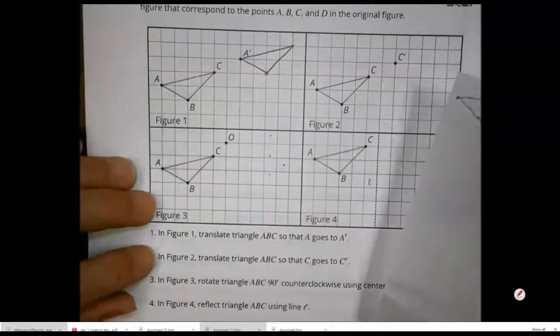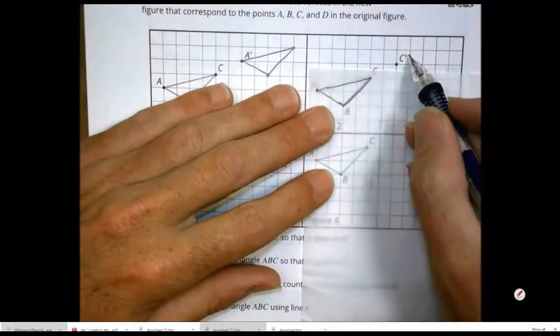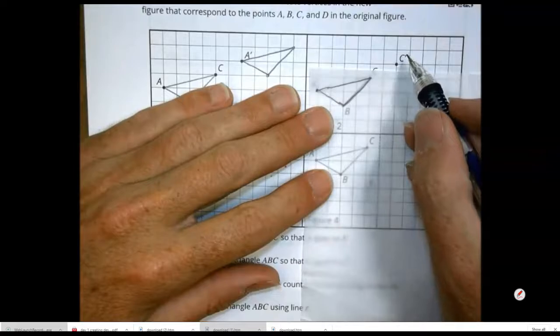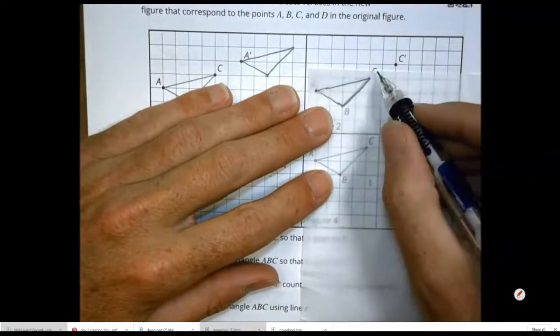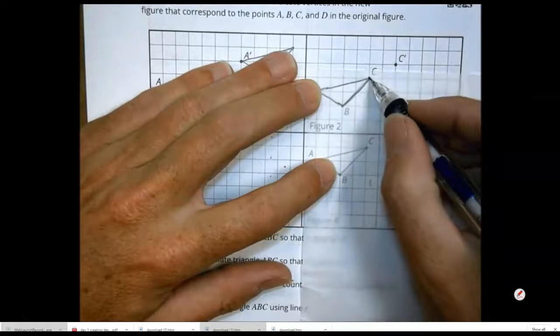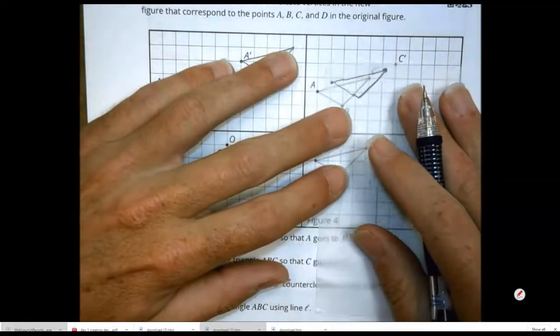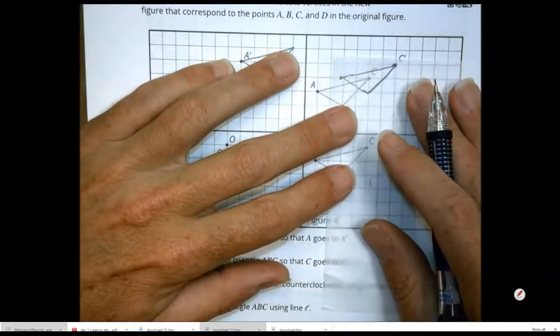I could do the same for figure 2, where it says translate ABC so that C goes to C prime. That prime mark, that little hashtag there, means it's like C, but it's the next C, okay? So if I'm going to translate this point C over to there, then I'm going to slide the whole thing to that point, okay?